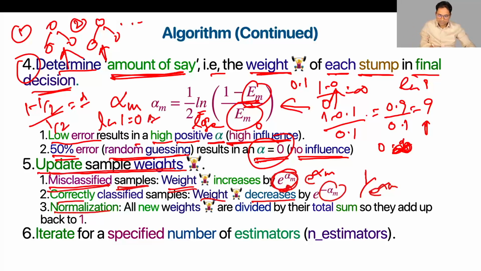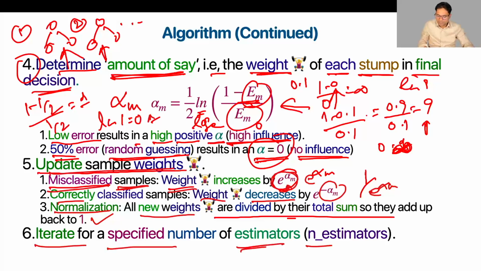And then finally we normalize it, so that all the new weights, what you will get after increasing and decreasing the weights for correctly classified and misclassified points, you sum them up all together and divide by the total weight, so that again the total weight is equal to 1. Okay, so that's the way this algorithm functions. And then iterate for a specified number of estimators. That is how many estimators you want.